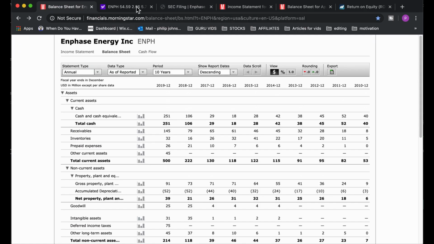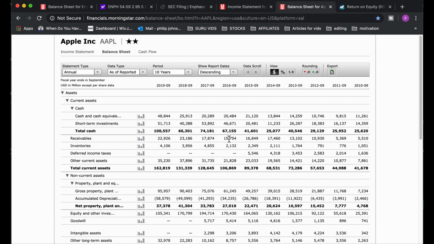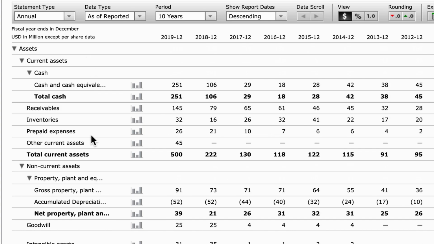So I just want to show you an example on Apple's balance sheet that they actually don't have prepaid expenses, but they do have deferred income taxes and other current assets. And you want to do the same thing in going over to the 10K and looking for what those things are. So you can see Enphase here has other current assets, and you will want to go over to the 10K and figure out what this number actually is.